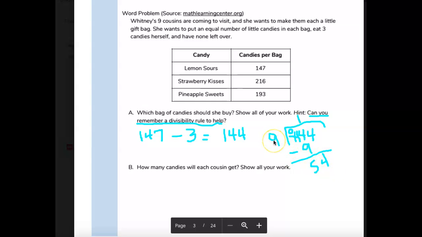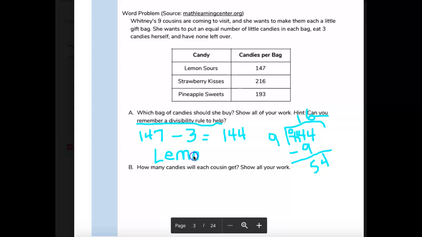54 divided by 9. And again, you can use your multiplication facts to help you if you don't know this division. So just say 9 times what is 54. Look at your sheet if you need to, and you'll see that it's 6. 9 times 6 is 54. Oh, okay, well, we just did the work for this. Let's see. Which bag of candy should she buy? Okay, well, this answer here is lemon sours. That's what she should buy.